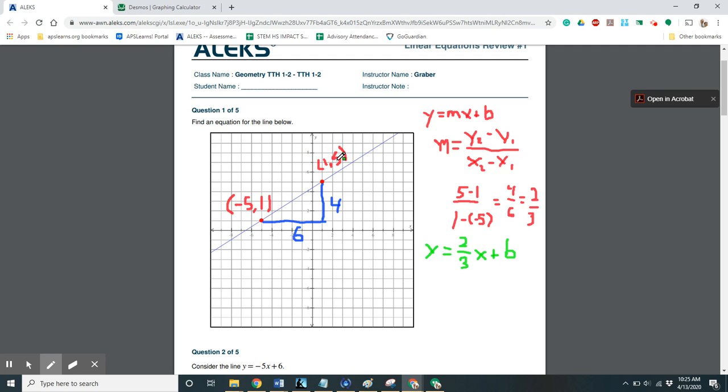So I'm going to plug this point in for x and y. So (1, 5). Plug the 1 in for x, and the 5 in for the y. It gives us 5 is equal to 2/3 times 1 plus b.